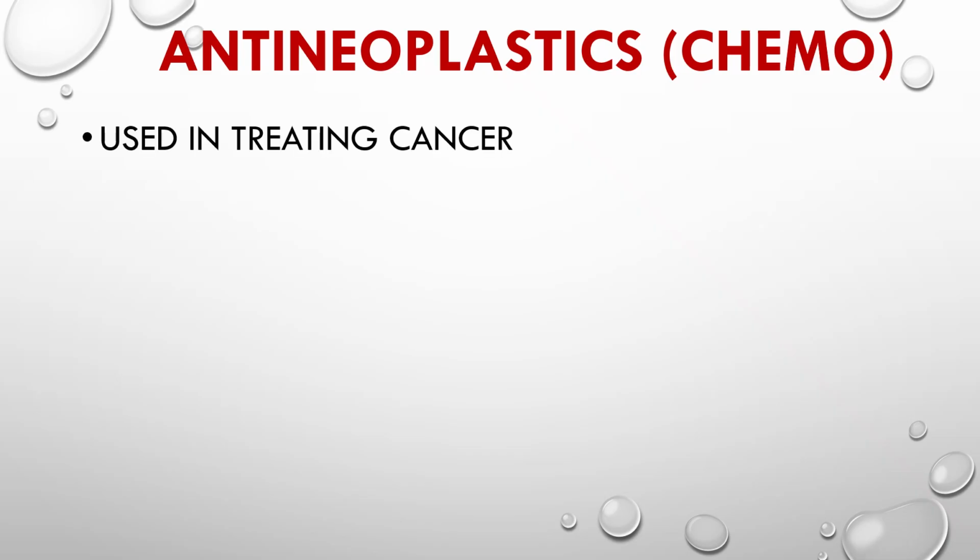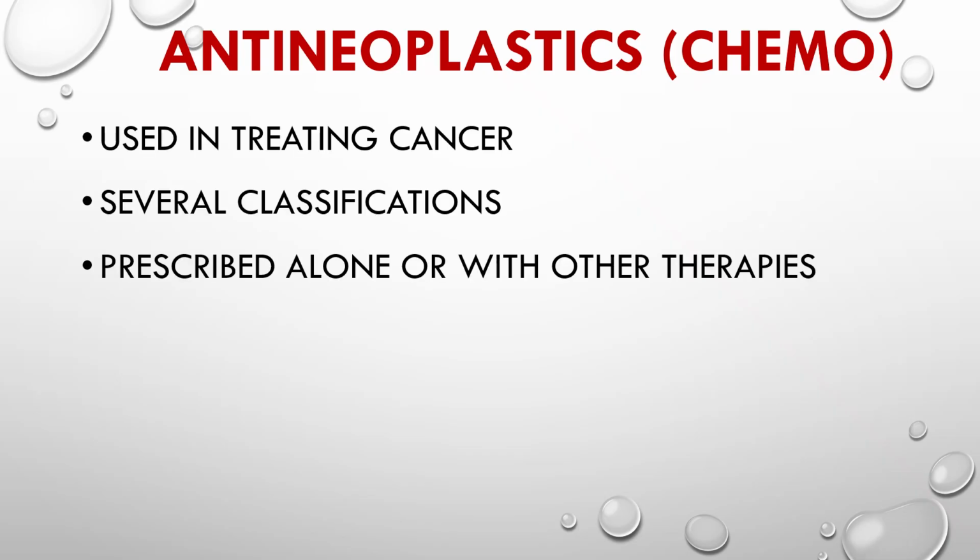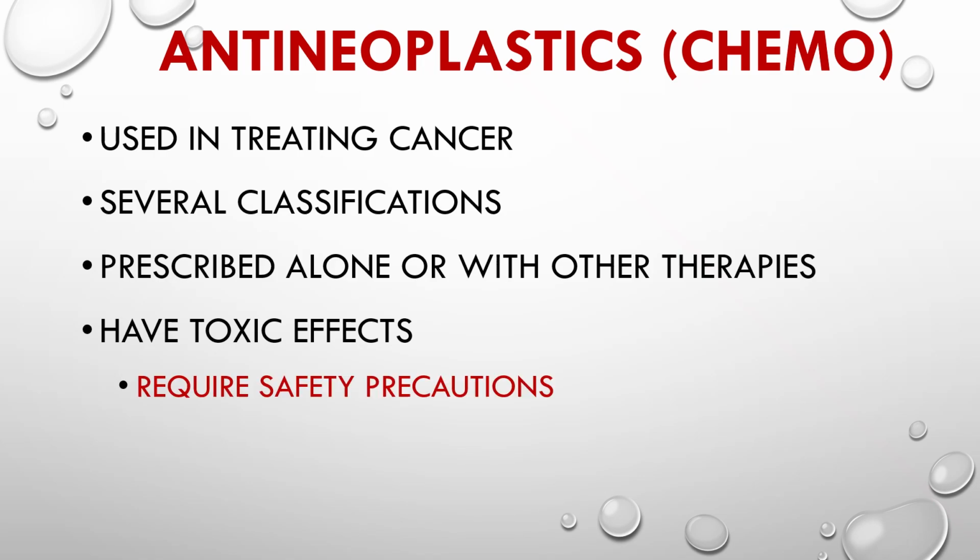Antineoplastics or chemo drugs. These are used to treat cancer. Several different classifications of these. They're often prescribed alone or with other therapies, and more often they're given with multiple ones to try to wipe out and prevent mutations from occurring. But because they are inhibiting cell division, they can have toxic effects because they're not just targeting cancer cells, they're just generically decreasing replication.